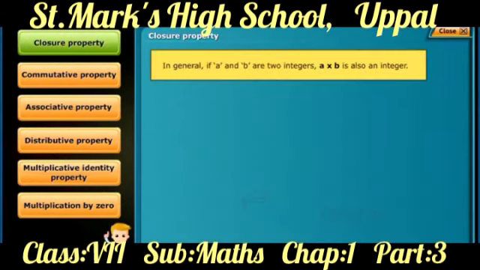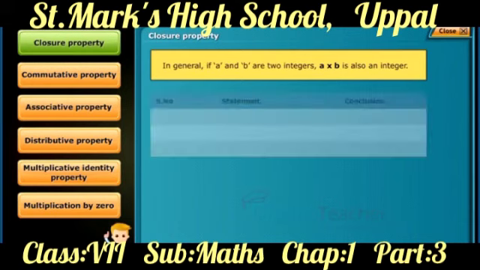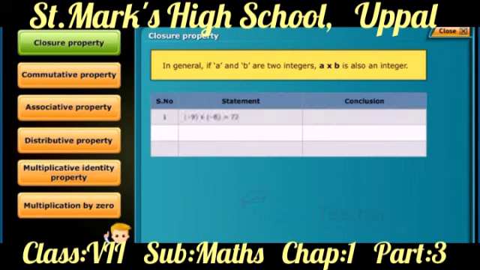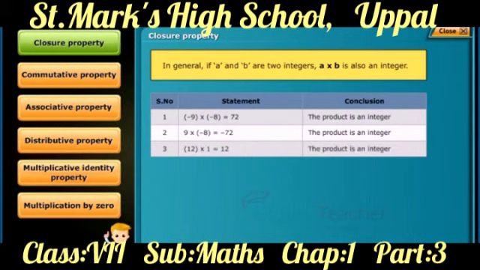Closure property defines that if a and b are two integers, a into b is also an integer. In the first statement, minus 9 into minus 8 is equal to 72. It concludes that the product is an integer. In the third statement, 12 into 1 is equal to 12. It concludes that the product is an integer. Therefore, the above table follows closure property under multiplication.